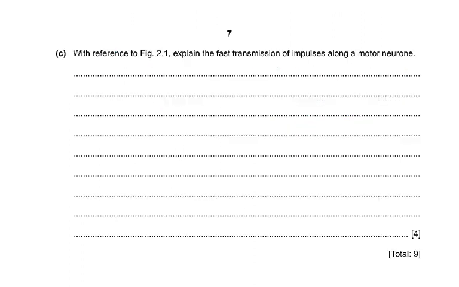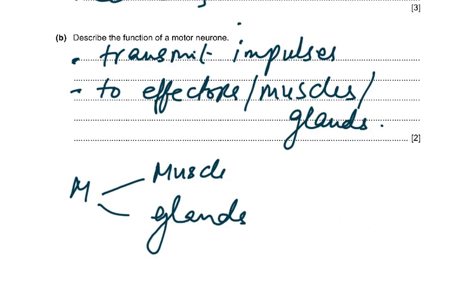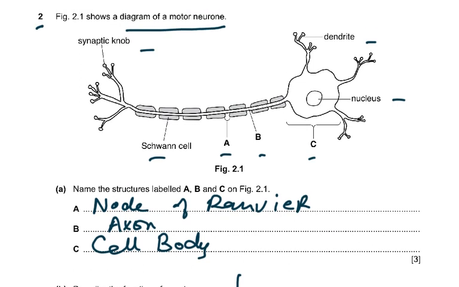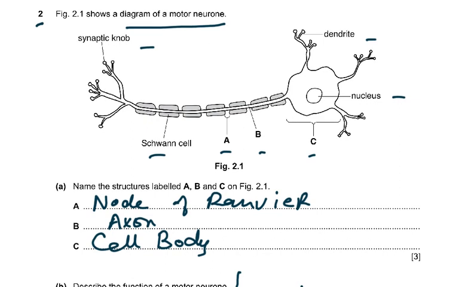Then coming to the next part, with reference to figure 2.1, explain the fast transmission of impulses along a motor neuron. When it says with reference to figure 2.1, then you need to be looking at this diagram, so then you know what we are going to be talking about. Now, basically, what is the answer to that?